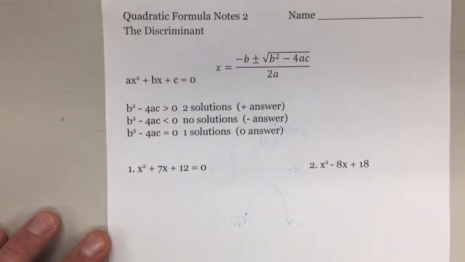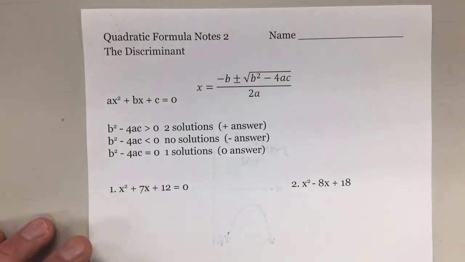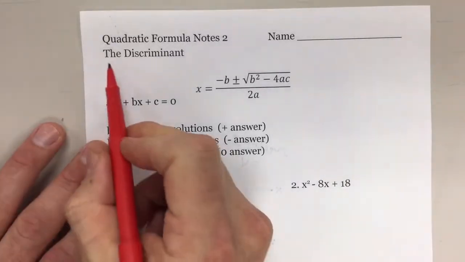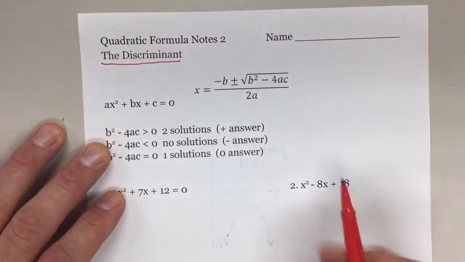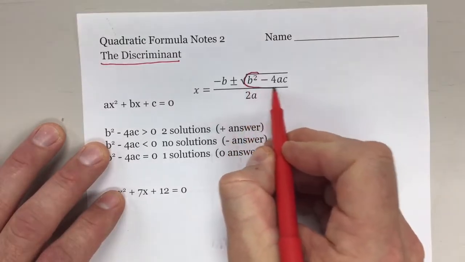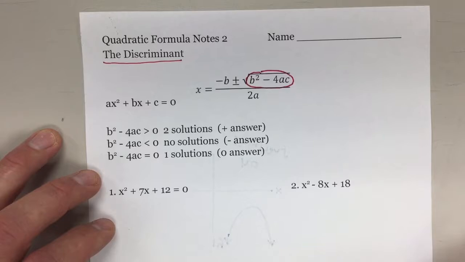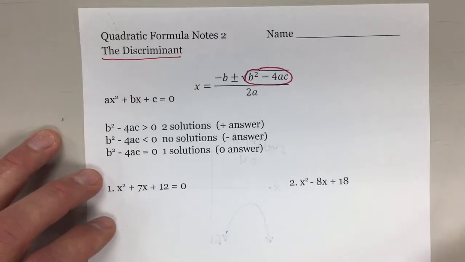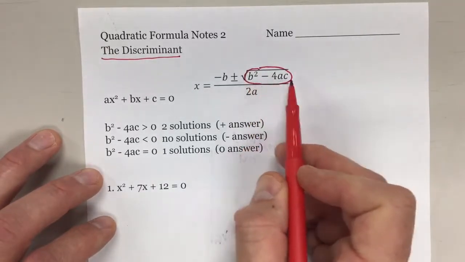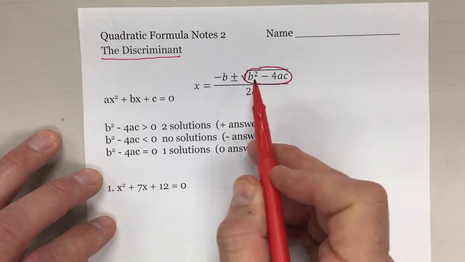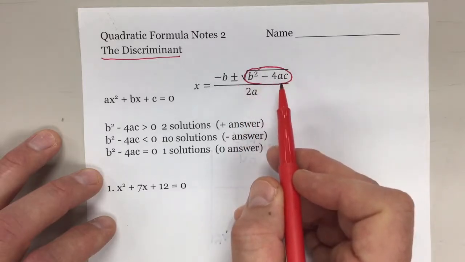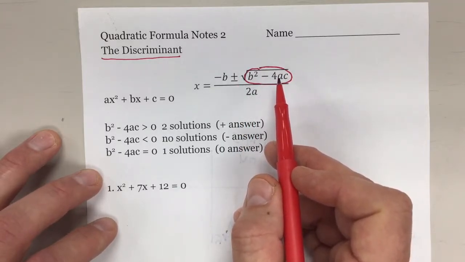When using the quadratic formula, there is a part of the formula called the discriminant. And that is the part that's underneath the square root. So many people, when they solve a quadratic equation, do the discriminant first, because what's under the square root determines how many solutions there are going to be.